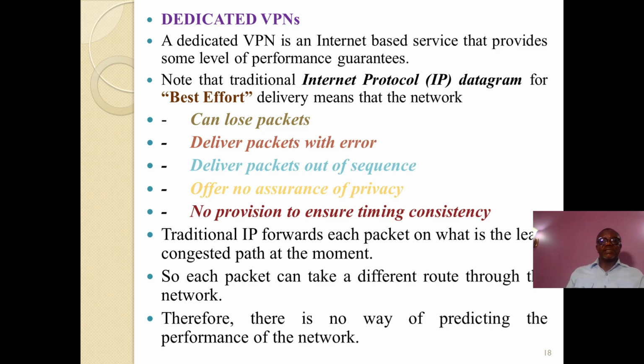So this traditional IP forwards each packet on what is the least congested path at that moment. So each packet can take a different route through the network.